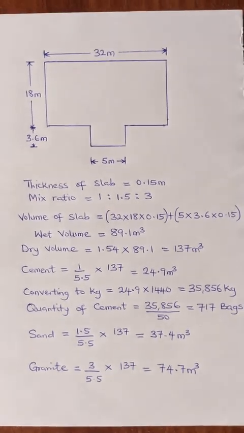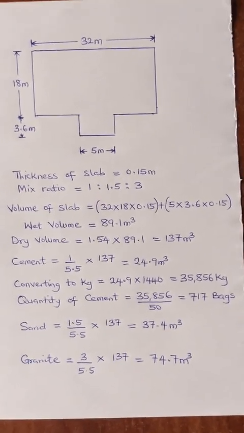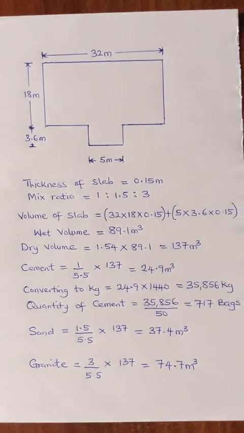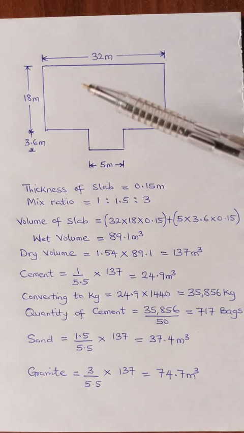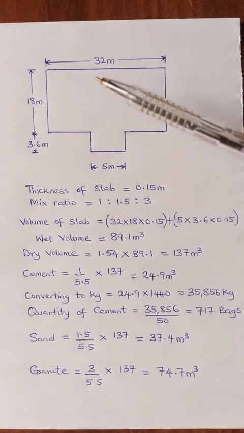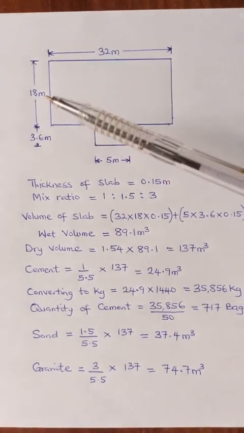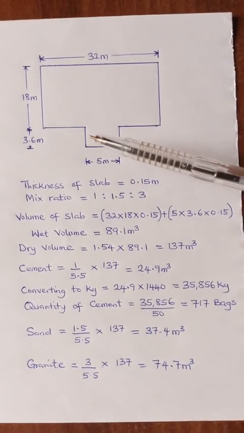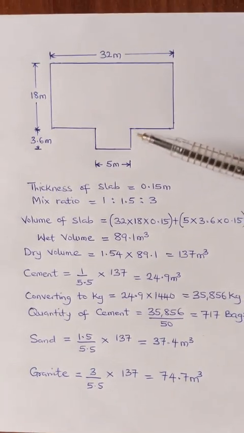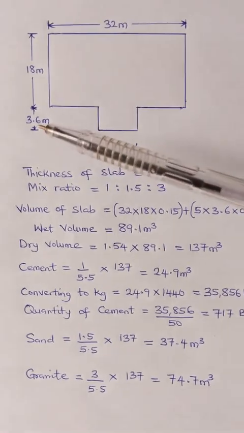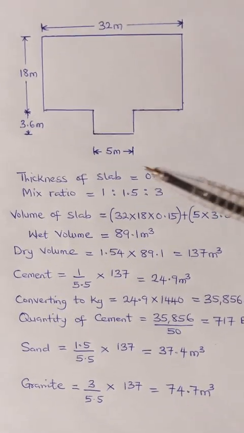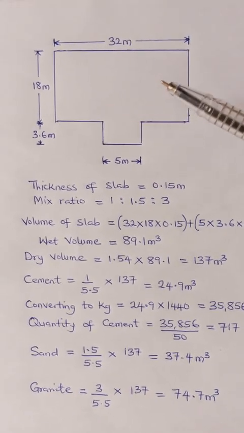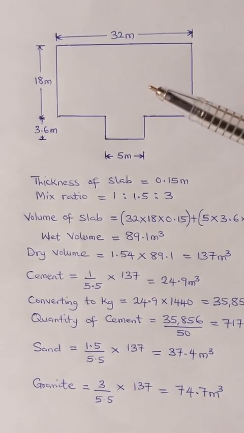We are going to consider the calculation of quantities for our RC slab. What we have here is 30 meters by length this way, and 18 by the width. Then we have a projection at the front here, which is 3.6 meters by 5 meters. So we are expected to calculate the quantity of materials for this slab.